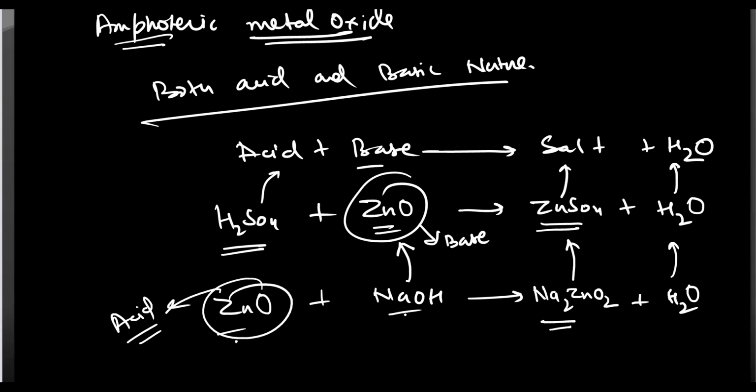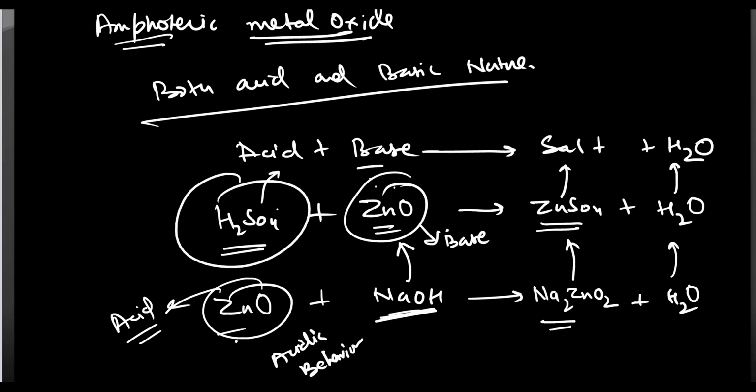It should be acid. So here the ZnO is acting as a base. Here the ZnO is acting as an acid. So when ZnO reacts with NaOH, meaning with a base, it shows acidic behavior. And when ZnO reacts with acid, it shows basic behavior. Got my point?